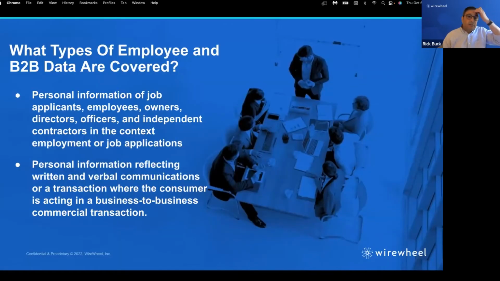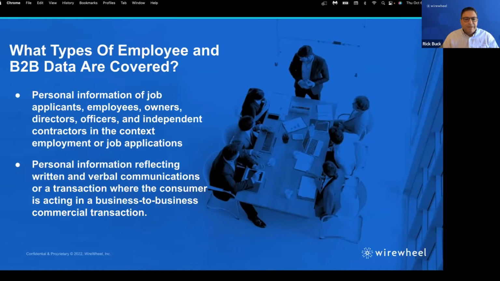So let's talk a little bit about the types of employee and B2B data that are covered. Personal information of job applicants, employees, owners, directors, officers, independent contractors, all in the context of employment or job applications are in scope. So, generally speaking, anybody that is a business-to-business relationship with you, whether it's an employee or somebody that you hire to do work for you, is in scope.